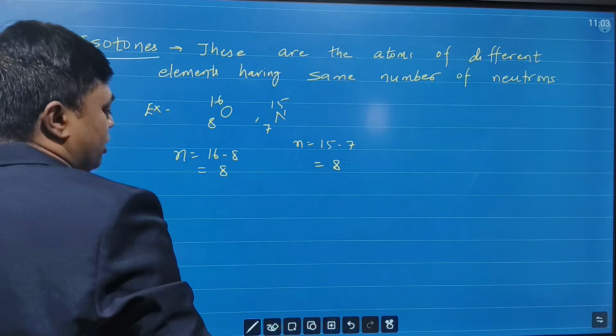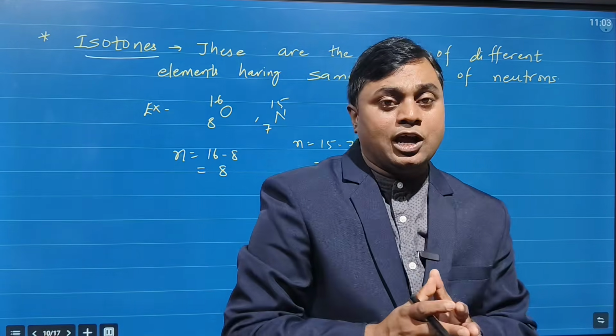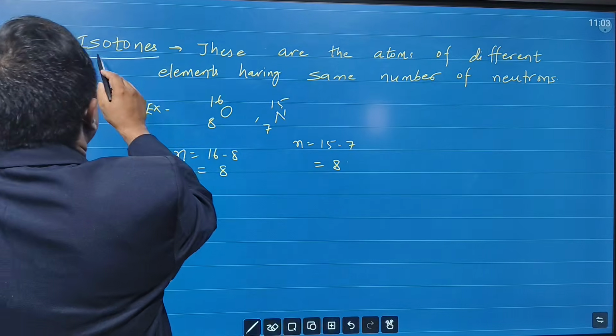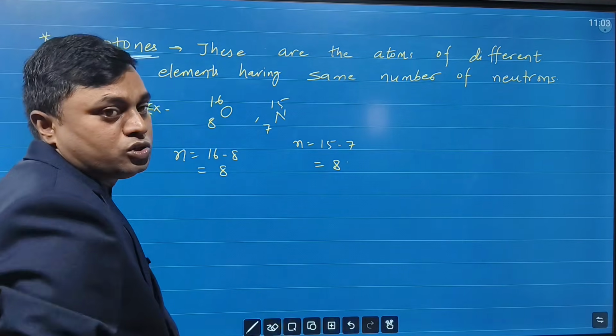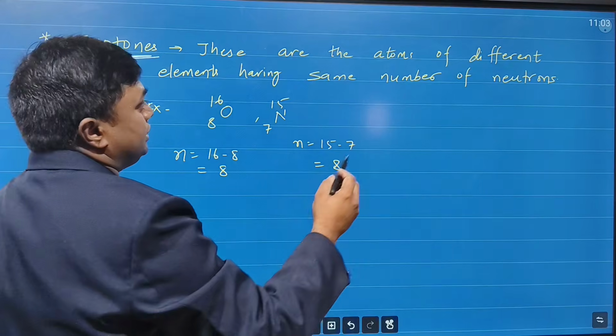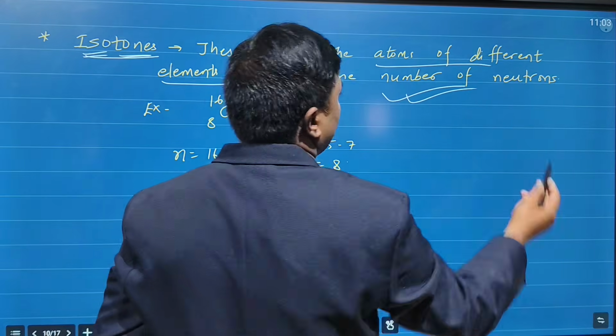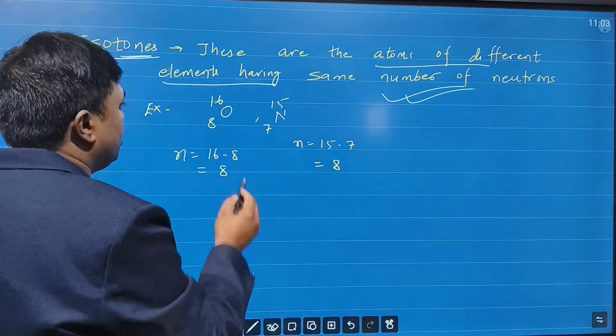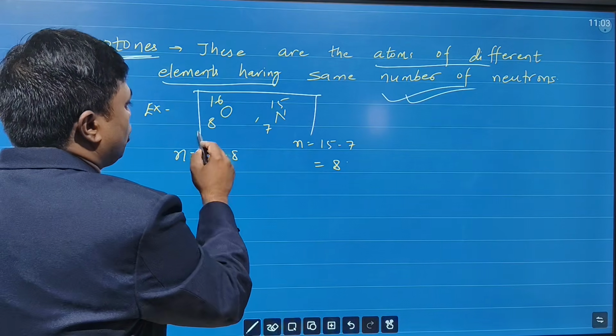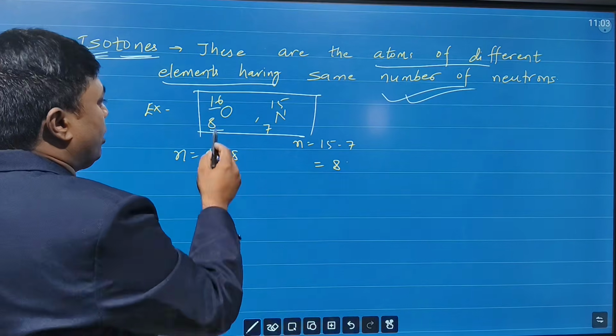Okay, one more concept is there called isotones. What do you mean by isotones? Iso means same, tones stands for neutrons. So these are the atoms of different elements having the same number of neutrons. For example, you can see oxygen 8 and 16.